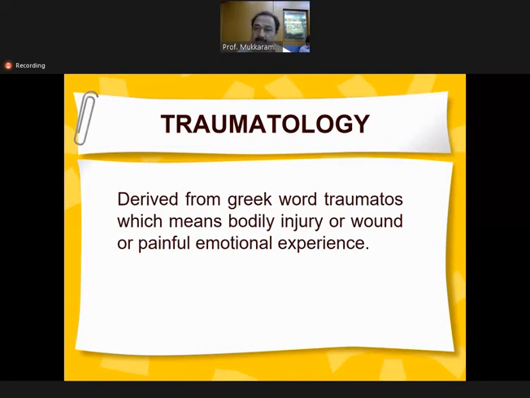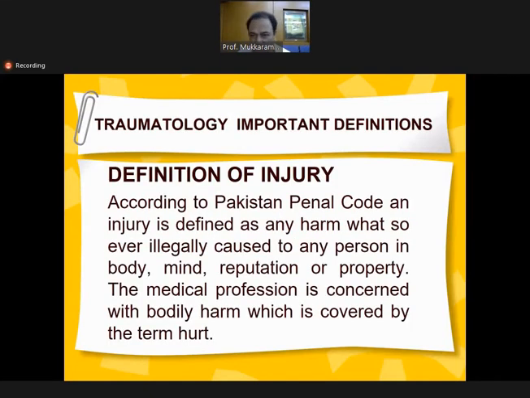And this trauma is a Greek word which means body injury, wound, or a painful emotional experience. When the patient experiences a wound or an injury over the body, it comes under traumatology. Traumatos was an old Greek word which was used for what the patient had.